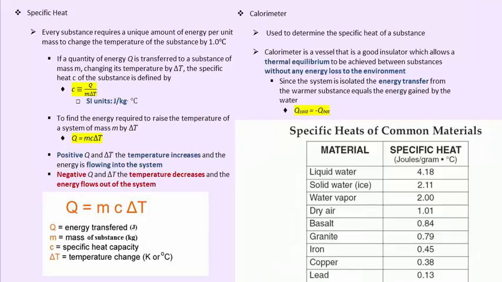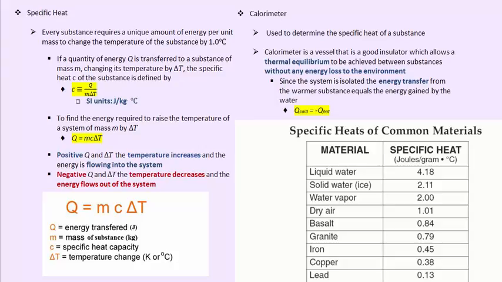So we saw on the last slide that we measured the specific heat of water, which was the energy required to raise 1 gram of water by 1 degree Celsius. However, each substance requires a unique amount of energy per unit of mass to change the temperature of the substance by 1 degree Celsius. So if a quantity of energy is transferred to a substance that has a particular mass and its temperature is changed, the specific heat of the substance can be defined by taking the quantity of energy divided by the mass of our material multiplied by our change in temperature.